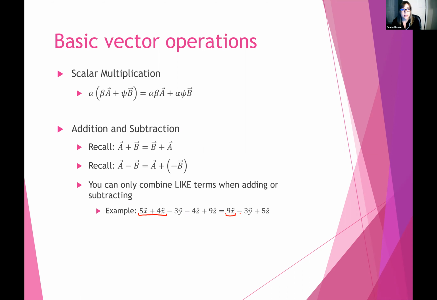5x hat plus 4x hat is 9x hat. This y term, I have -3y hat. There's nothing to combine that with. That one stays by itself. So -3y hat shows up on the other side of that equation. Then I have -4z hat plus 9z hat. I can combine those terms because they have like vectors. So -4z hat and 9z hat comes out to +5z hat. So very similar to basic algebra that you're already familiar with. Just make sure you're only combining terms that are like terms.